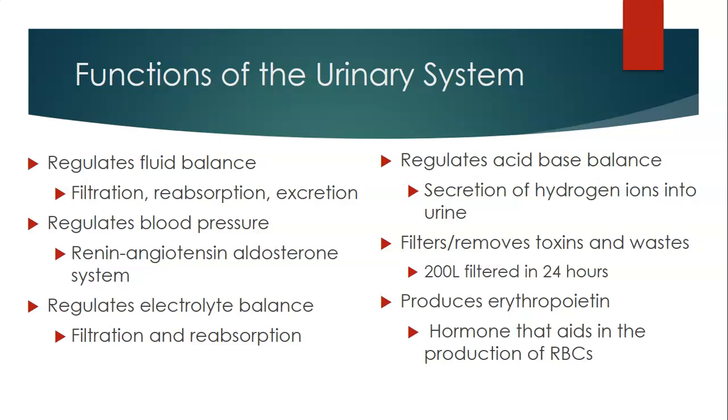It filters and removes toxins and waste. About 200 liters of fluid is filtered by the kidneys every 24 hours, which is like a lot if you ask me. Only about 1.5 to 2 liters are actually excreted as urine. And then finally, the kidneys also produce erythropoietin. So this is a hormone that aids in the production of red blood cells. So kidneys are important.